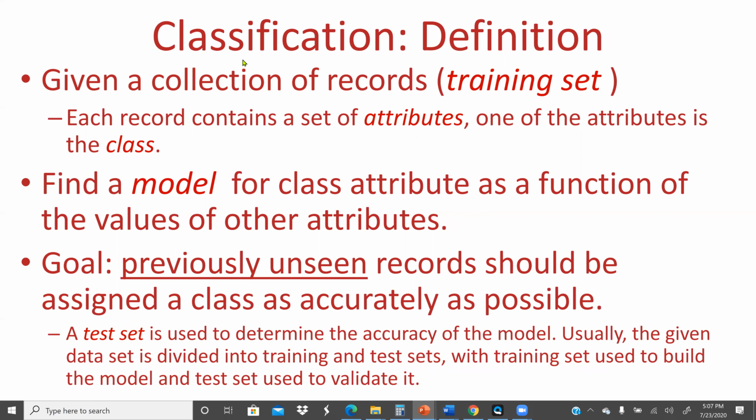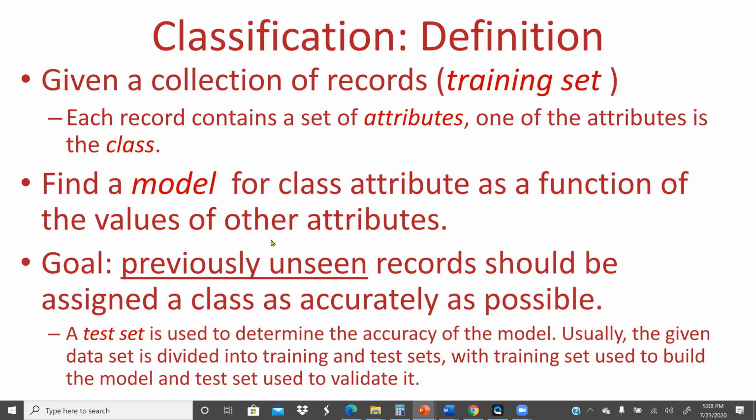So now we go to, again, our main topic today, which is classification. We start with the definition. Here they say, given a collection of records, that's a training set. Again, a training set is a data set that has a set of attributes, and at least one of the attributes is the class or the target label, the outcome.